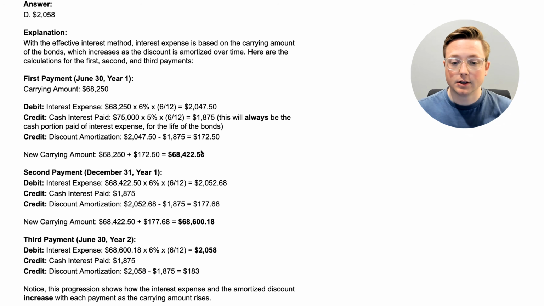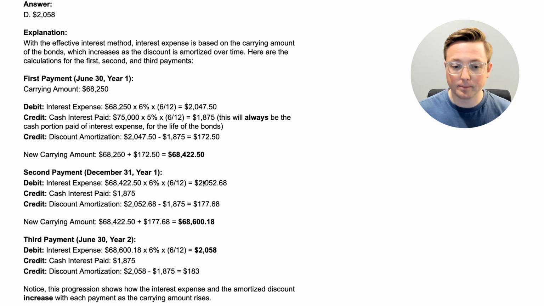So with all that, we're going to do that again 2 more times, but I won't belabor it so much with the other ones. So now that we have this carrying amount, again, we do the same thing. To get the interest expense, we take the carrying amount, multiply it by the market rate and by the 6 out of 12 months because this is a semi-annual payment. That's $2,052.68.